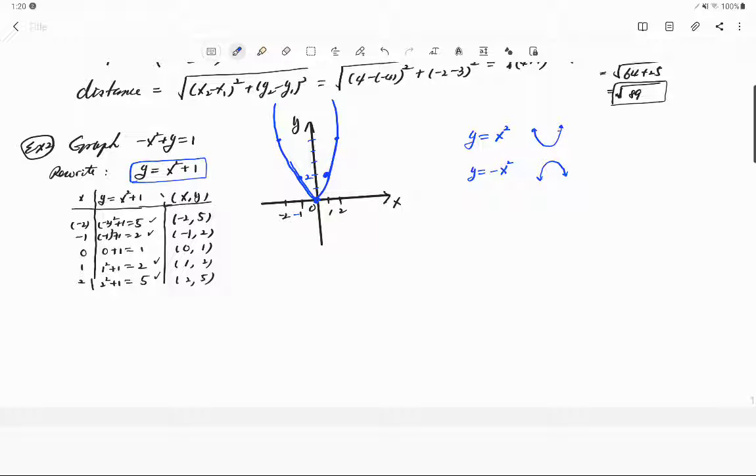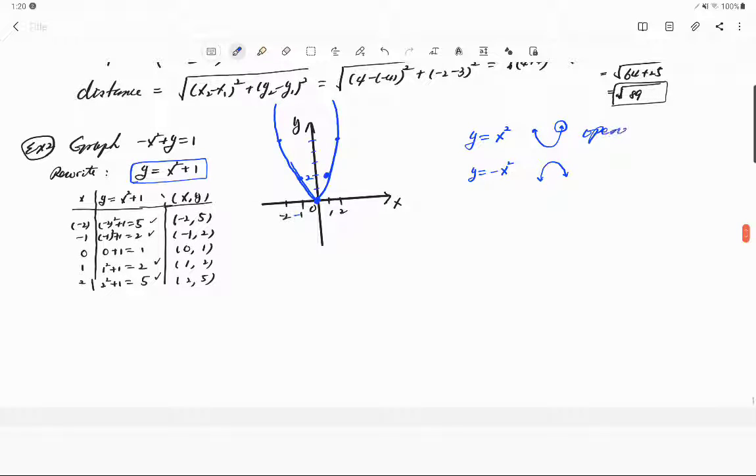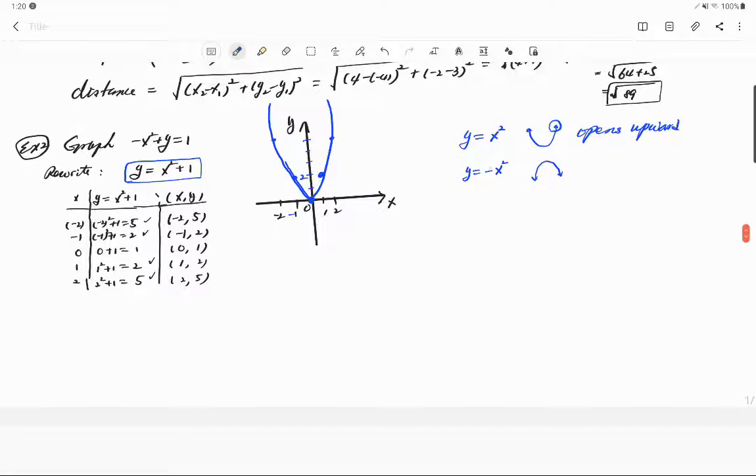Okay, so the right end is up if the coefficient is positive. The coefficient of x squared is positive, right? So the right end is up, that means it opens upward. Okay, if the coefficient is negative, then the right end goes down. So the graph goes down, so it opens downward.